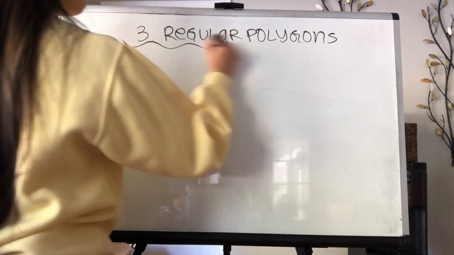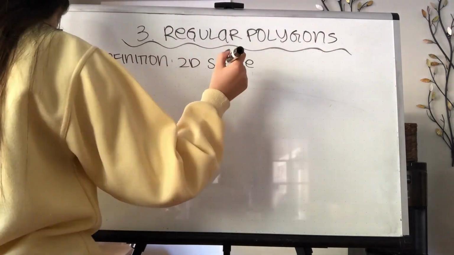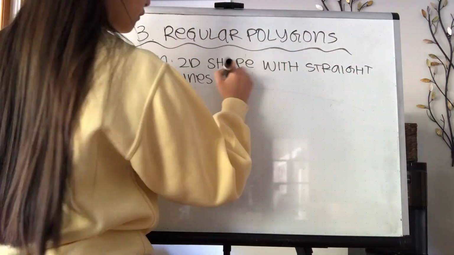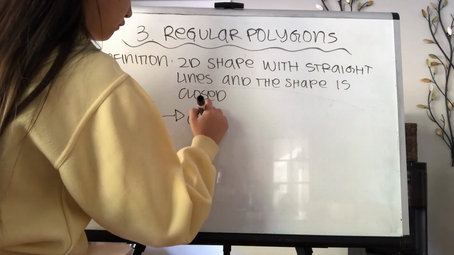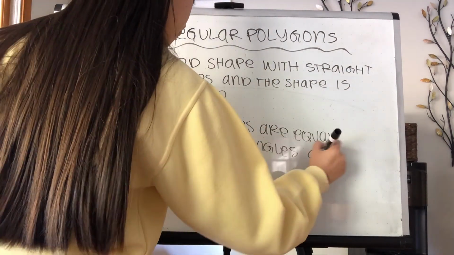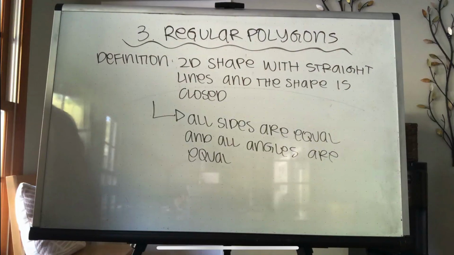Finally, the third and last category is regular polygons. The definition of a regular polygon is a 2D shape with straight lines, and the shape is closed. That means there's no openings in it. And in a regular polygon, all the sides are equal and also all the angles are equal.